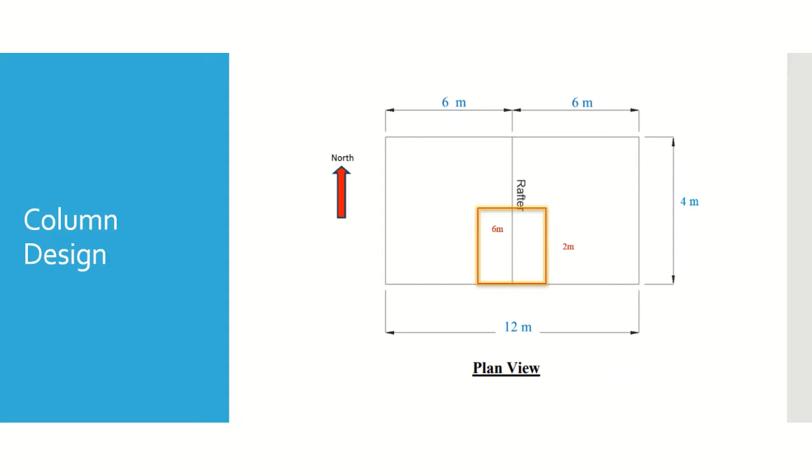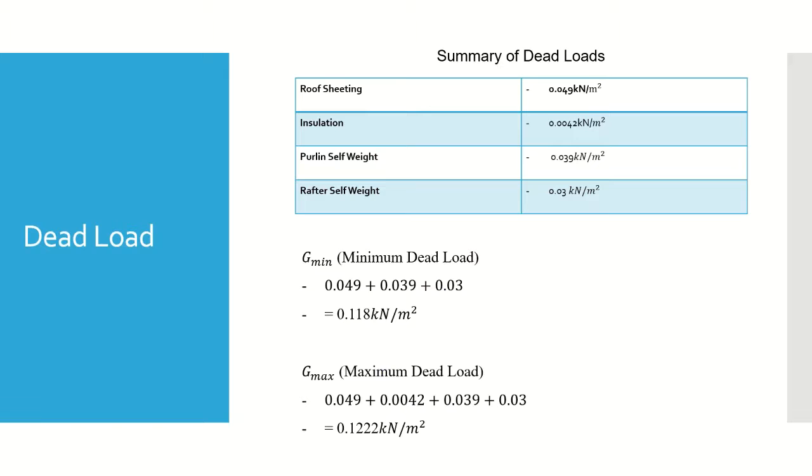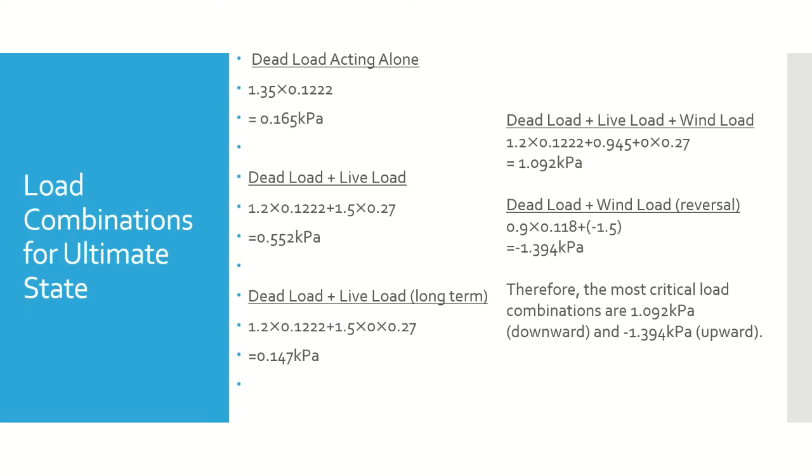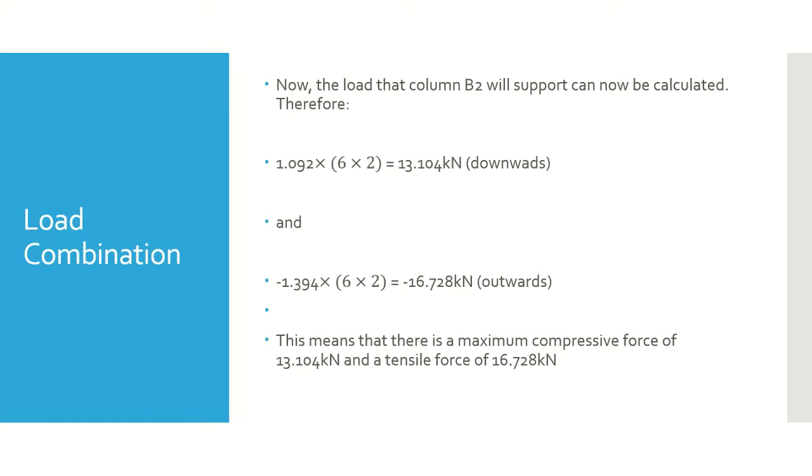Columns are vertical members that transfer the loads from the rafters into the footings. Exactly the same procedure is used to calculate the dead load for the column. Additionally, the live load calculation also follows the same procedures. The formulas in section 4.2.2 in AS 1170.0 can now be used to determine the critical load. The critical load is multiplied by the tributary area of the column to determine the load that the column will support.